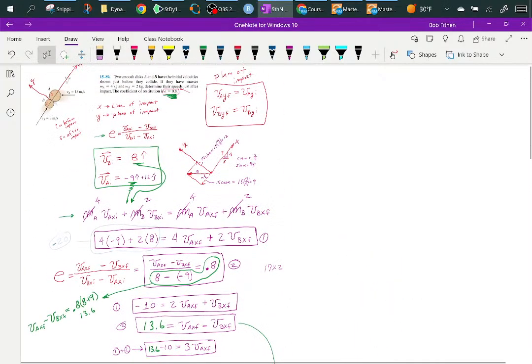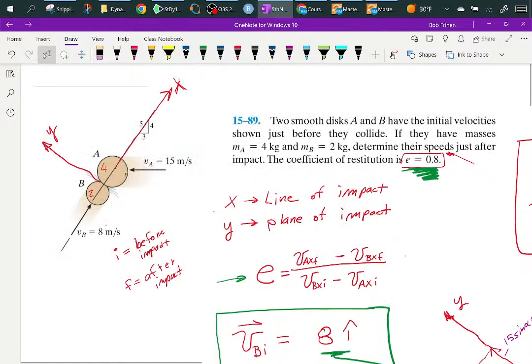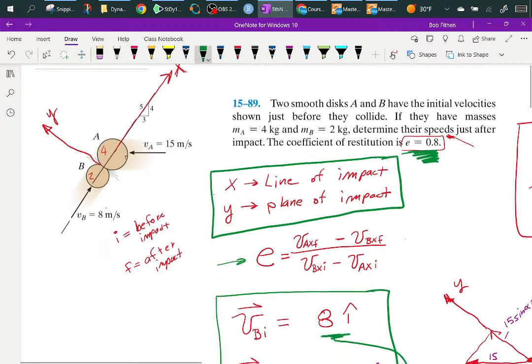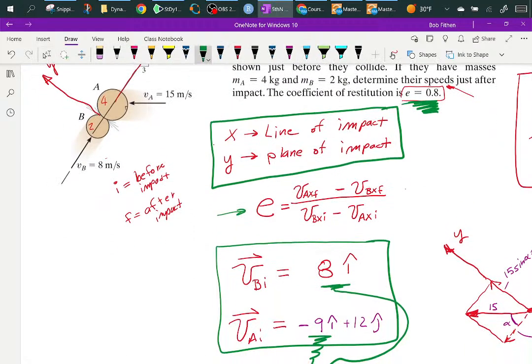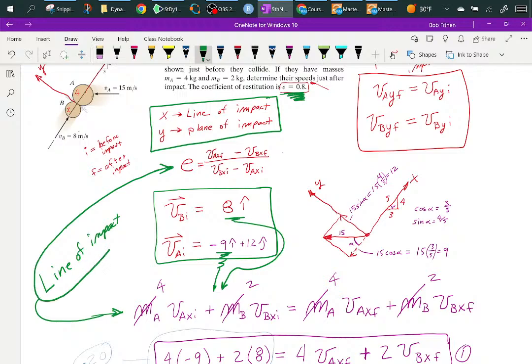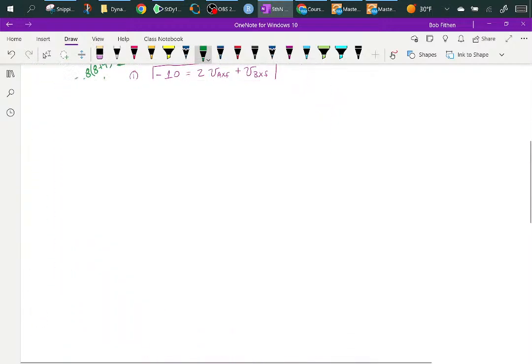But the key here in solving this type of problem is identifying the plane of impact and the line of impact, and realizing that this equation and this equation are applied along the line of impact. And that's pretty much it. So I'm going to call it good.